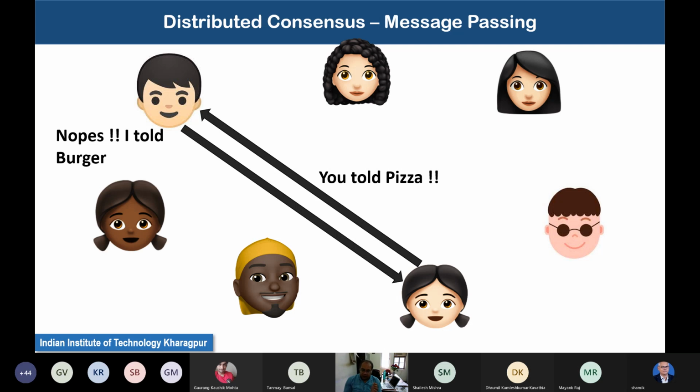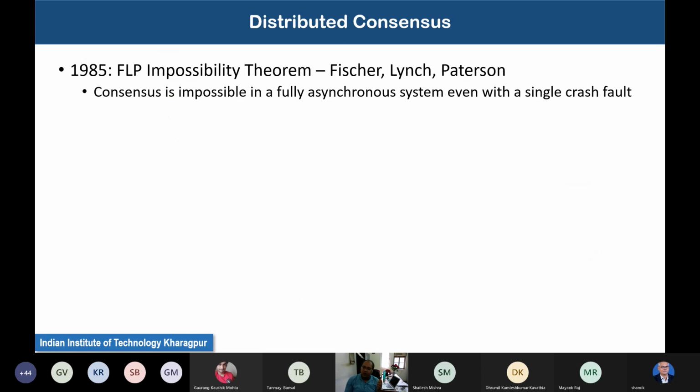Now, the interesting fact is that research on distributed consensus started around the 1980s. In 1985, there was a very pioneering research paper from Fischer, Lynch, and Paterson. They published a theorem that is called the FLP impossibility. The FLP name came from the inventors of this theorem, Fischer, Lynch, and Paterson.